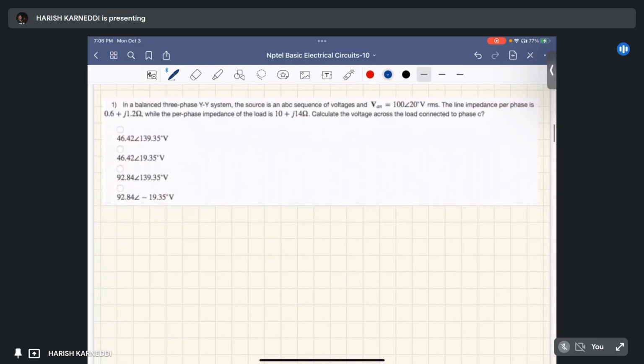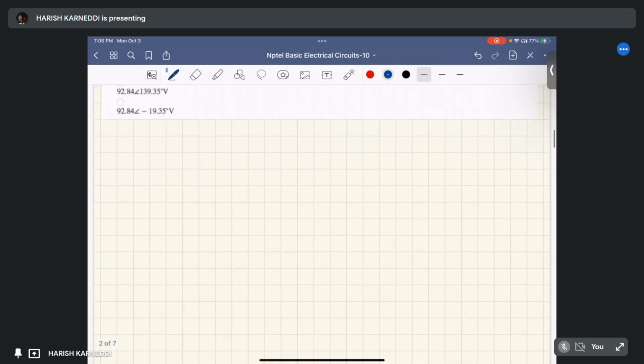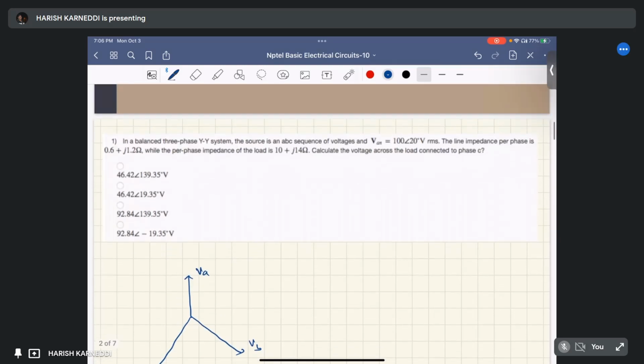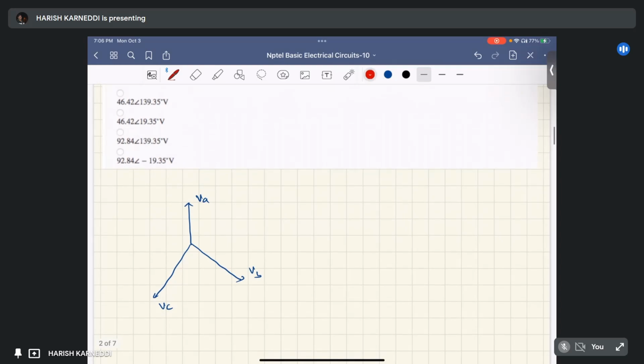The first question is: in a balanced three-phase star system, the source is an ABC sequence of voltage VAN equal to 100 at an angle of 20 degrees. The line impedance per phase is... ABC sequence. It means VA, VB, VC, and that VAN is 100 at an angle of 20 degrees. Means 100 at an angle of 20 degrees.